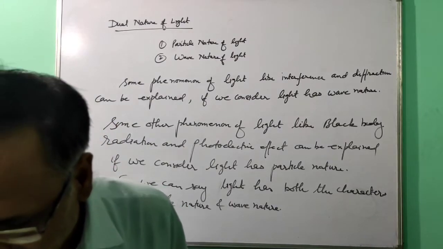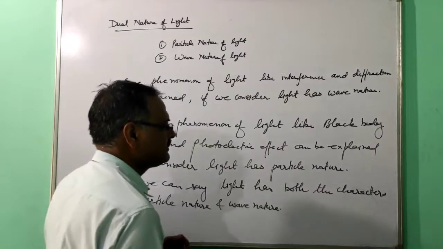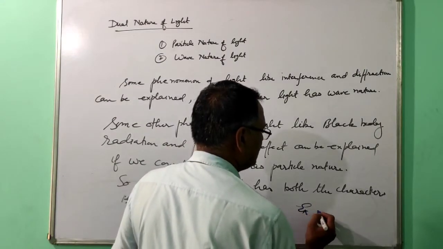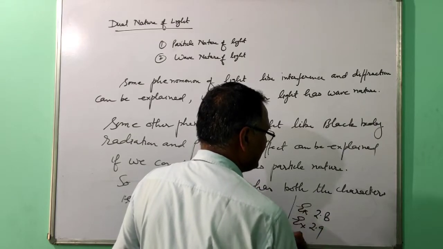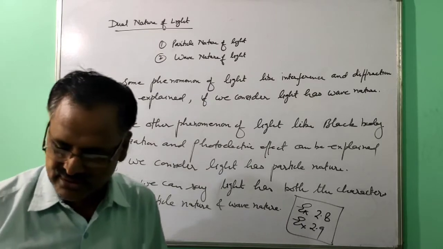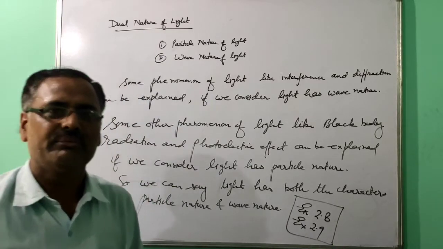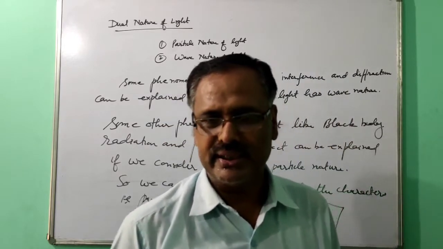After this, two examples are given, example 2.8 and example 2.9. You can solve these, and when we solve the review exercise, we will do the unsolved questions at that time.